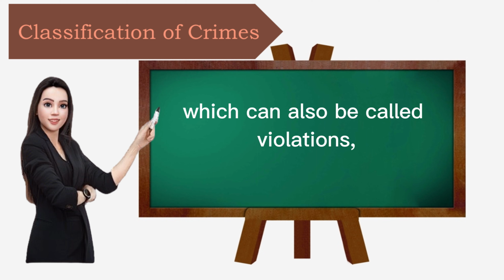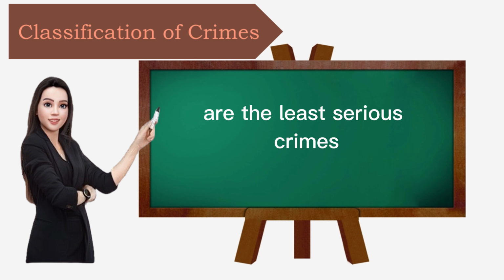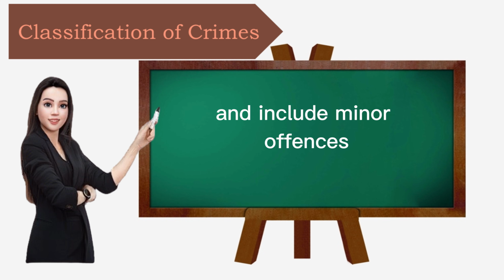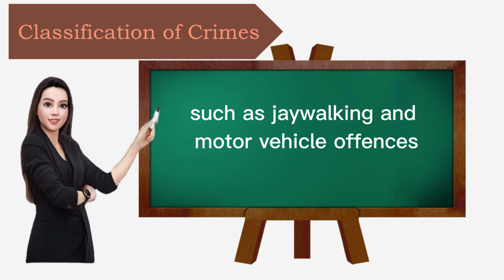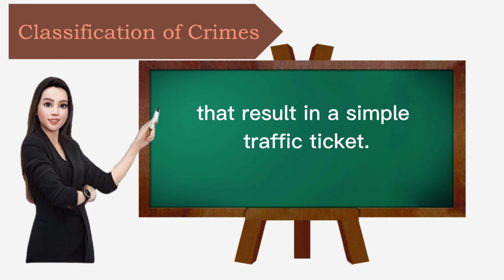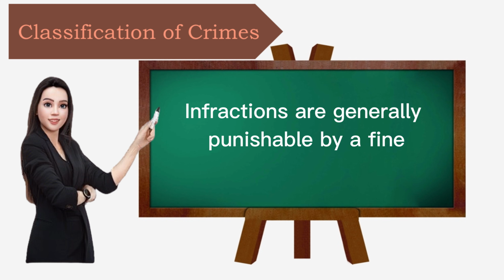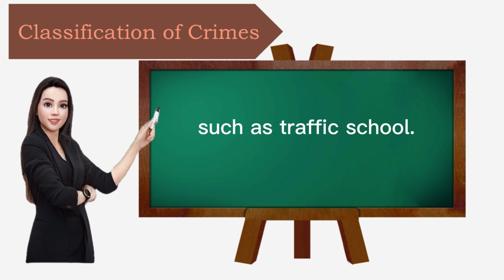Infractions, which can also be called violations, are the least serious crimes and include minor offenses, such as jaywalking and motor vehicle offenses that result in a simple traffic ticket. Infractions are generally punishable by a fine, or alternative sentencing such as traffic school.